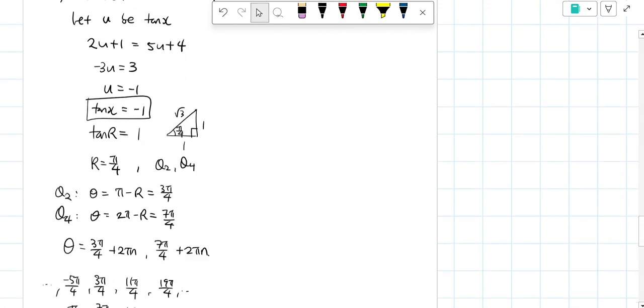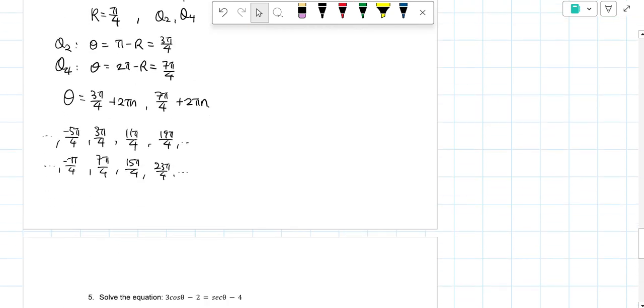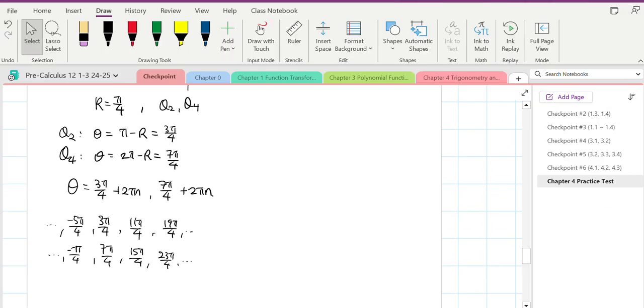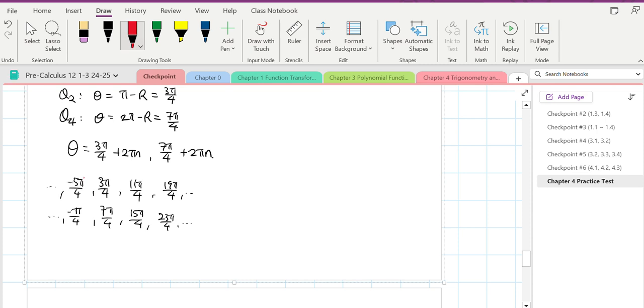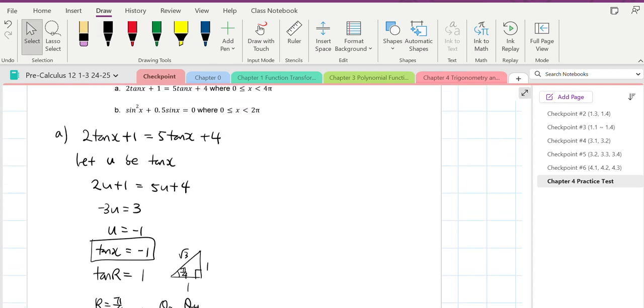Once again, my domain restriction is going from 0 to 4 pi. So right off the bat, I can disregard the negative values. And my highest value for theta is positive 4 pi. So 11 pi over 4 and 15 pi over 4 are good, but 19 pi over 4 and 23 pi over 4 are not in the answer. So my final answer will be 3 pi over 4, 7 pi over 4, 11 pi over 4, and 15 pi over 4.